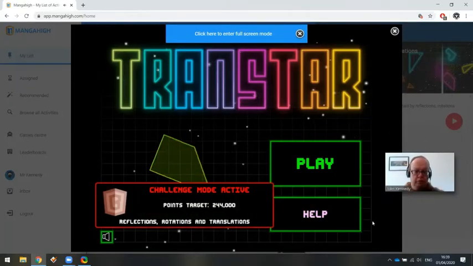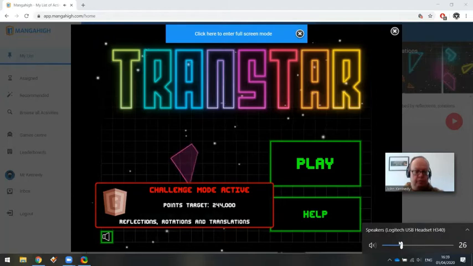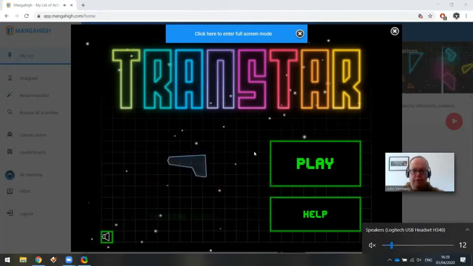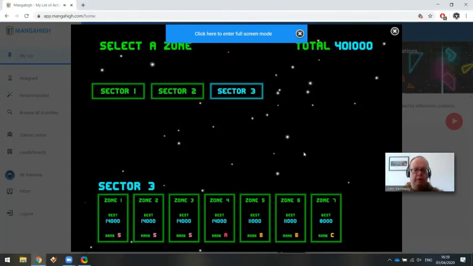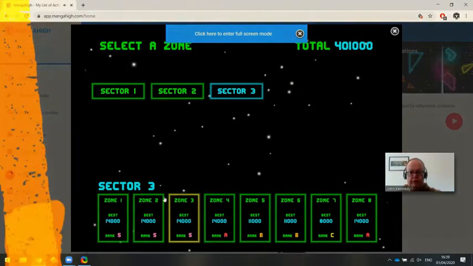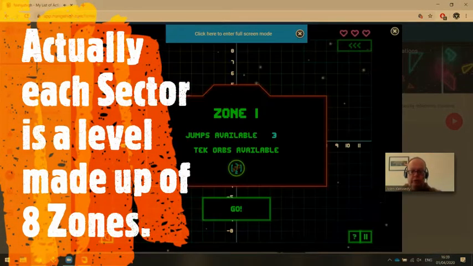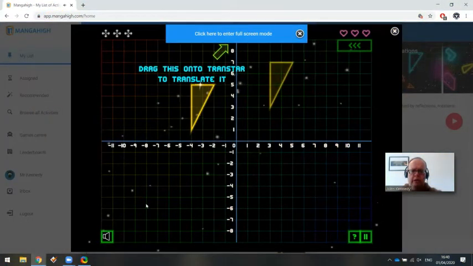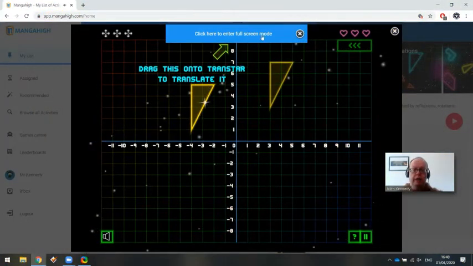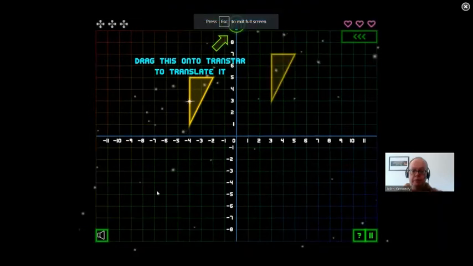And this has a series of levels. Oh, the music's quite loud there. I'm just going to turn the music off for now. I'm not sure if you can hear that. But when you play this game, you have different sectors and in different zones. So zone 1 has, I think, 3 sectors. And you can try the different zones. And let me put this on full screen.